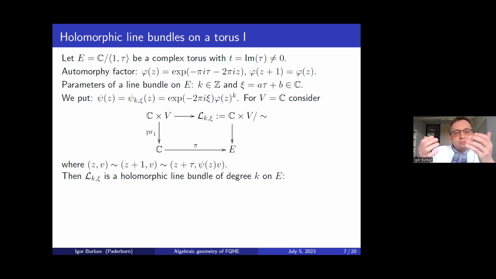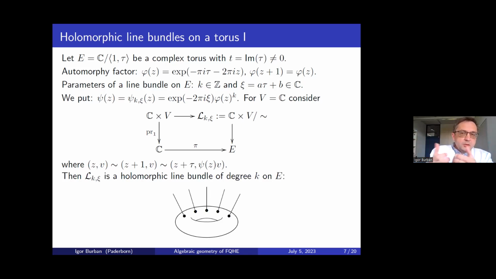This line bundle has degree k. Any line bundle on a Riemann surface has a degree. And here is a picture of a line bundle. So, summing up, taking k and choosing a continuous parameter xi, I get a holomorphic line bundle. And there is a statement which asserts that any holomorphic line bundle of degree k is of this form. So it is the first basic theorem about line bundles on a torus.